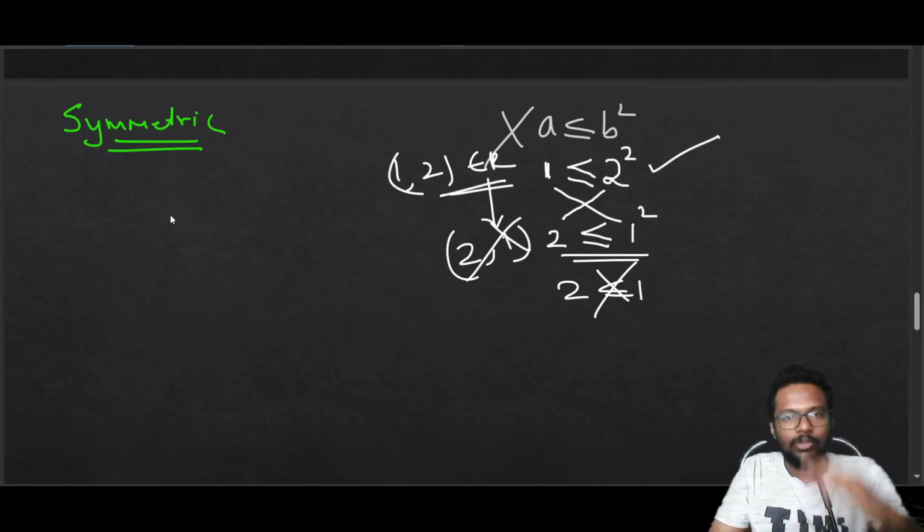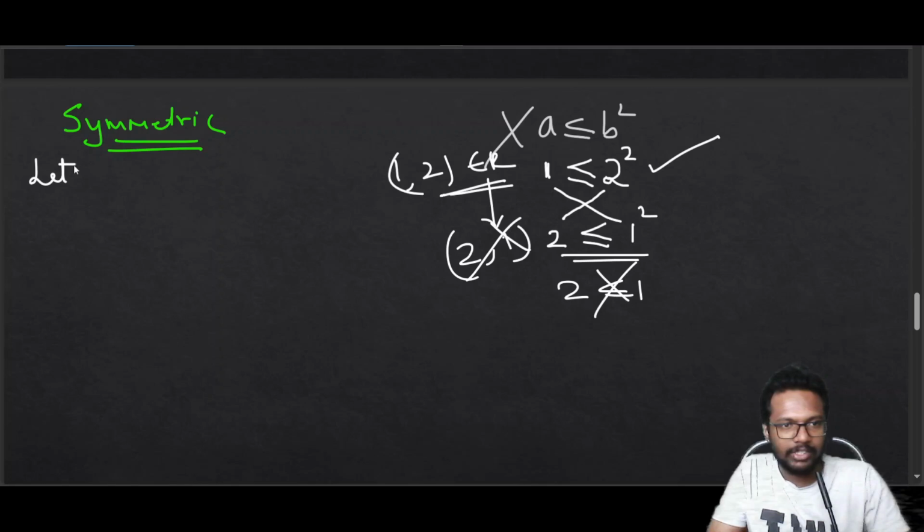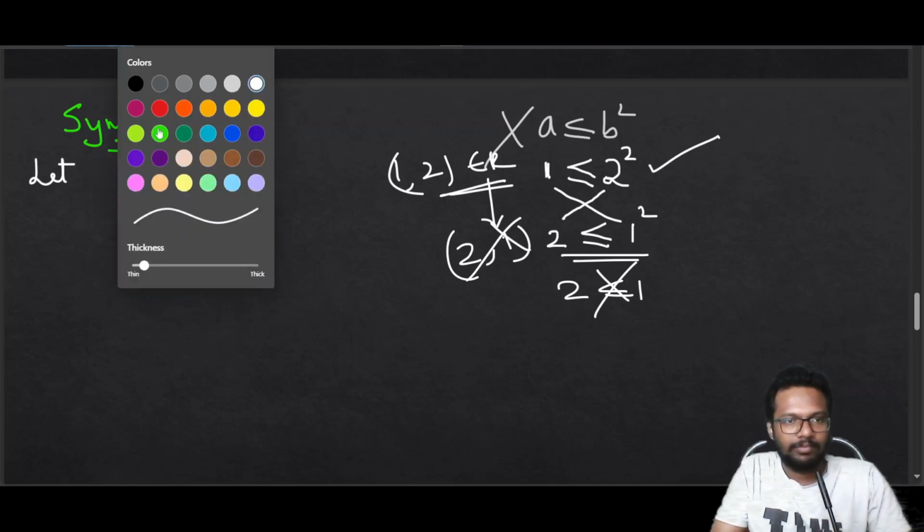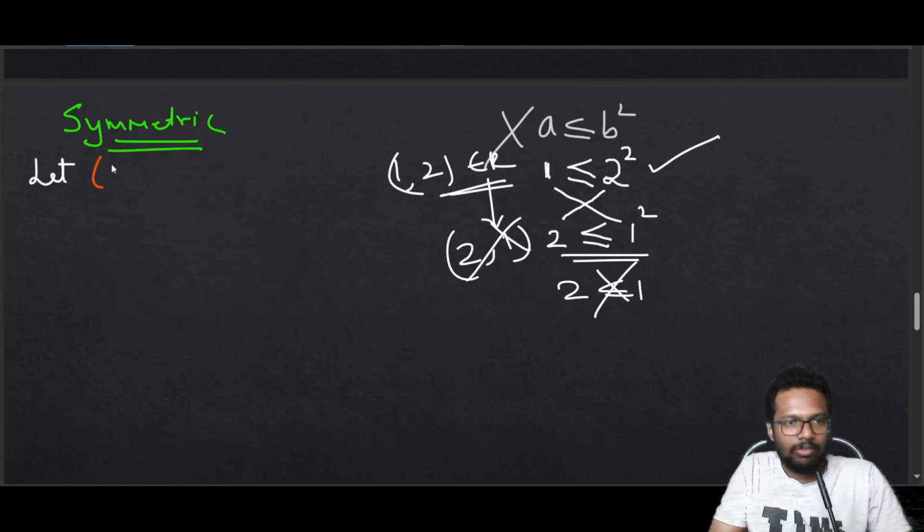So to show R is not symmetric, first we have to consider: let 1 comma 2 belongs to R.